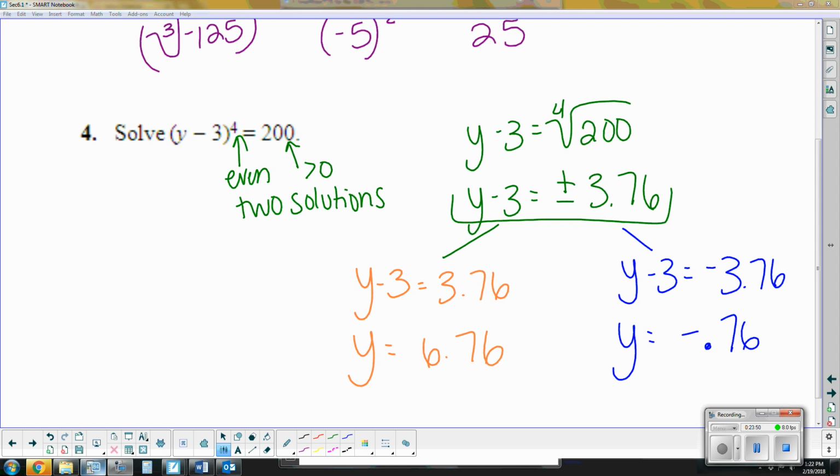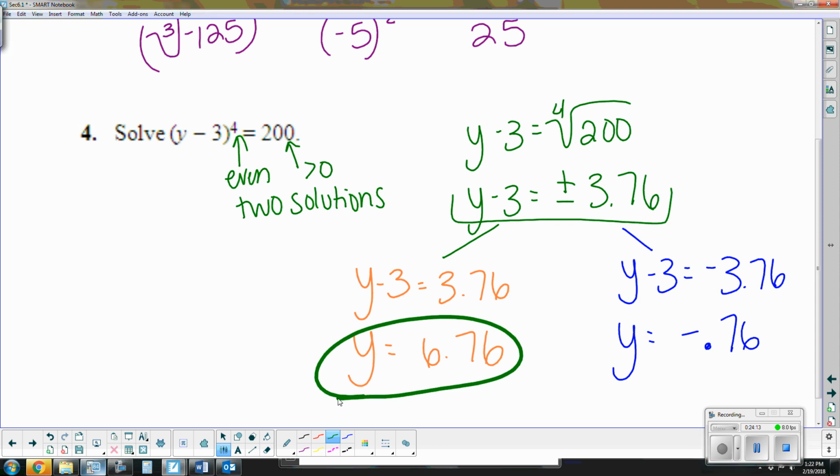In this next example, you're going to have two possible solutions because your n is even and your a is greater than 0. So you have y minus 3 equals the 4th root of 200. So that means y minus 3 equals positive or negative the 4th root of 200. So positive or negative 3.76 approximately. So y minus 3 equals 3.76 or y minus 3 equals negative 3.76. So your two solutions, y equals 6.76 or y equals negative 0.76.